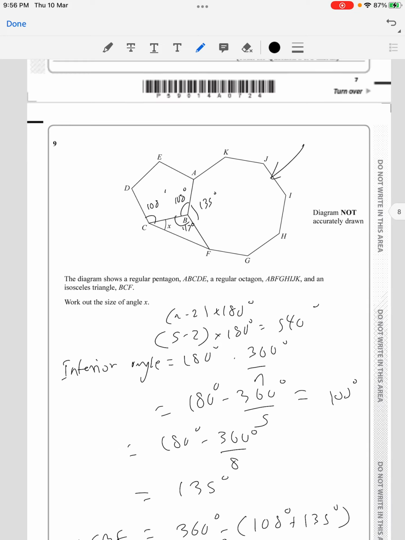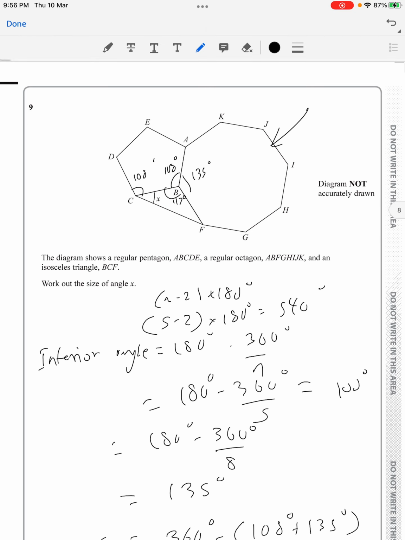Oh, there's no space. Okay, so we'll just write it down. So remember, preferably, just structure it down. Now remember, there's an isosceles triangle. So since BCF is an isosceles triangle, we can claim that BFC is also X, right?